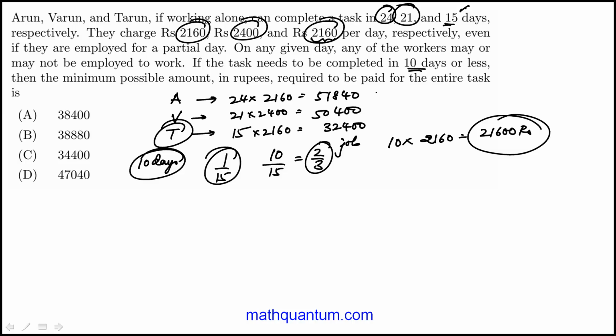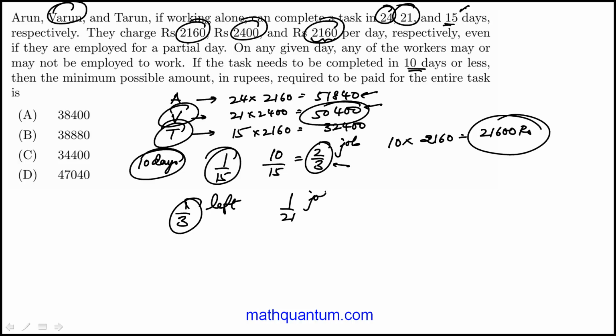Now next, to decide between the next worker, we're going to choose Varun because Varun costs less than that of Arun. Now we have done 2/3 of a job. Remaining job is 1/3 left. And if we look at Varun, his rate is 1/21st of a job per day. So if we have him work for 7 days, then he would have done 1/3 of a job. And in fact, we don't really need Arun to do anything.